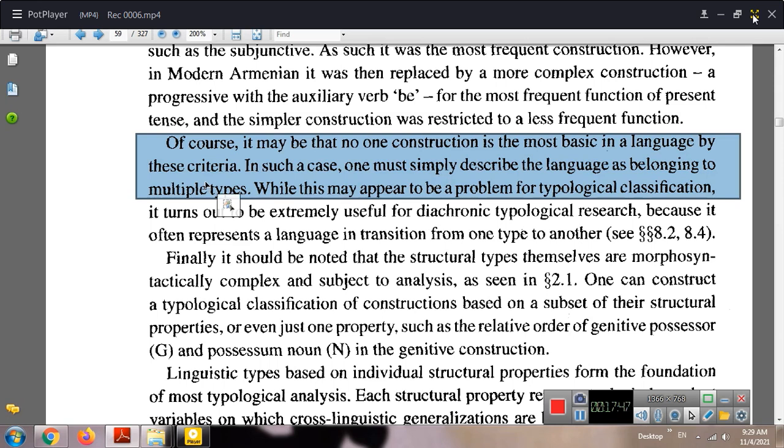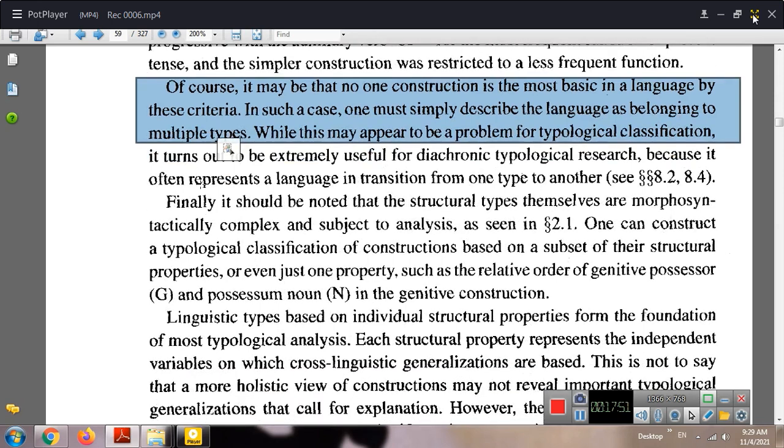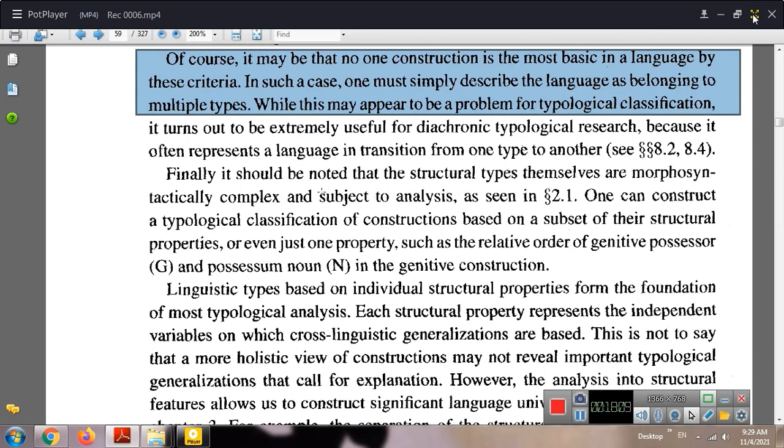While this may appear to be a problem for typological classification, it turned out to be extremely useful for diachronic typological research because it often represents a language in transition from one type to another. Finally, it should be noted that the structural types themselves are morphosyntactically complex and subject to analysis.